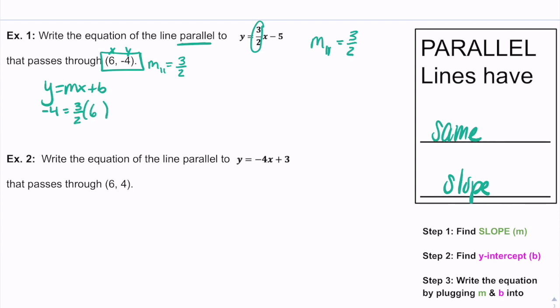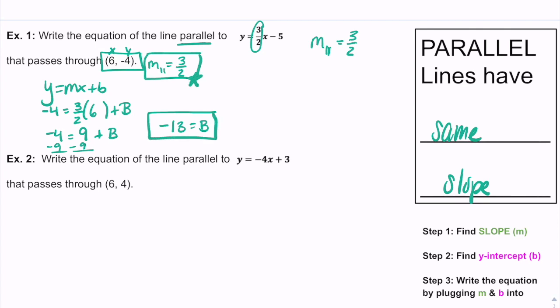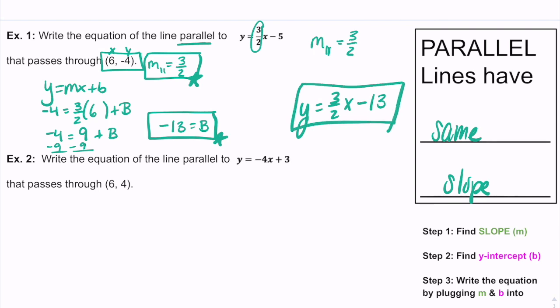The x value from the point is 6, and then plus b. And so then, -4 = if we multiply 3/2 times 6, we get 9, plus b. If we're solving for b, we subtract 9 from both sides, and we get -13 = b. So we have the slope that we need, and the y-intercept that we need, so our equation would be y = 3/2 x. Remember, the y-intercept is -13, so minus 13, and that is our final answer.